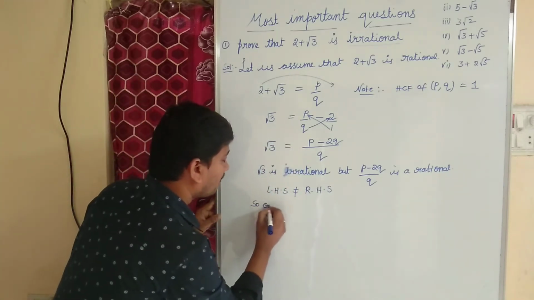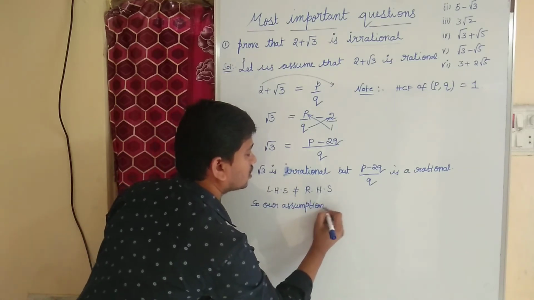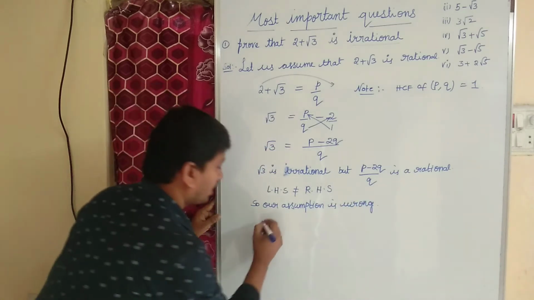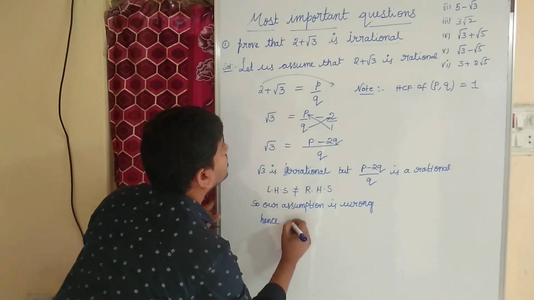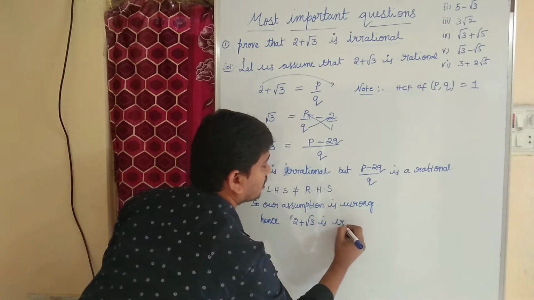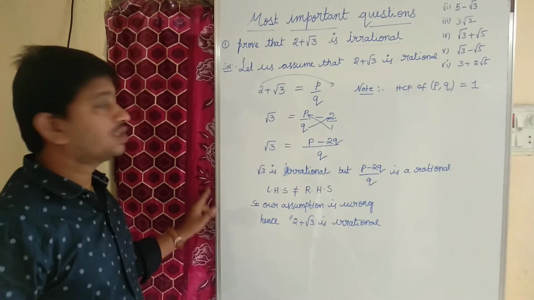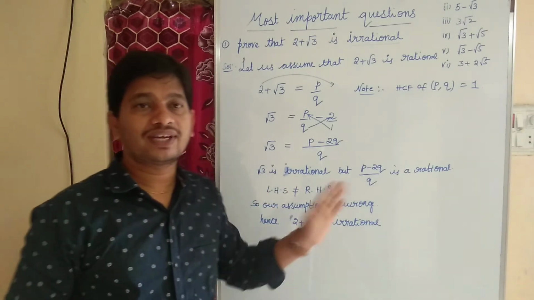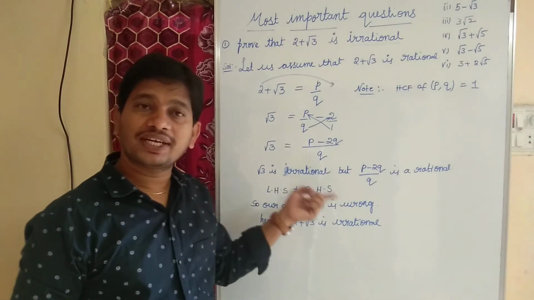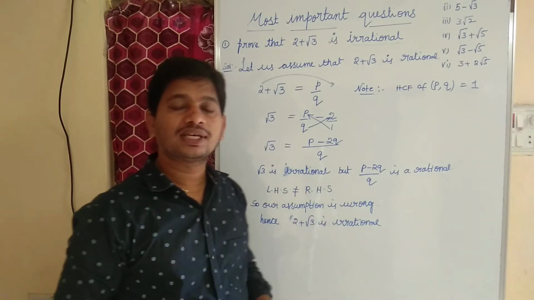So our assumption is wrong. Hence 2 plus root 3 is irrational. What was our assumption? Our assumption was that 2 plus root 3 is rational. But whatever we assumed is not correct. Hence 2 plus root 3 is irrational.